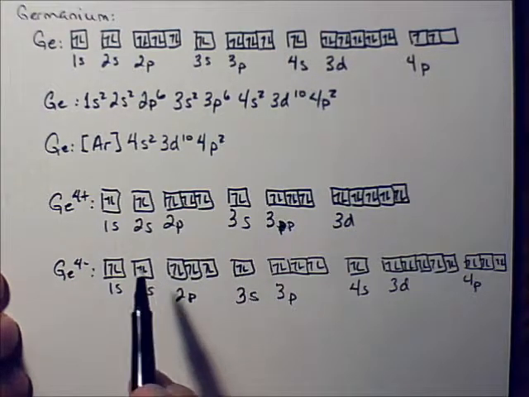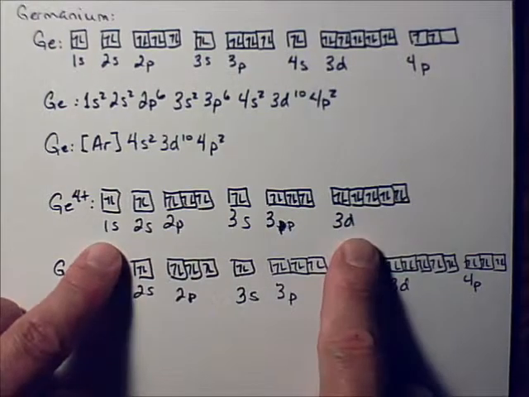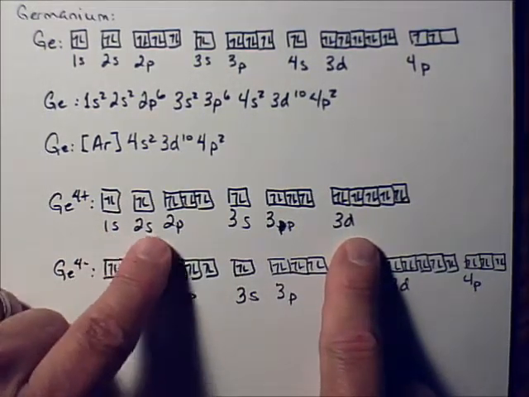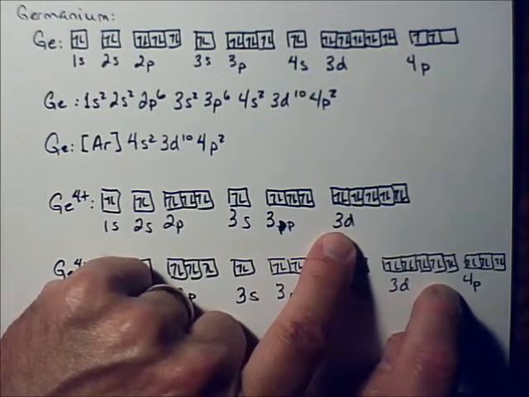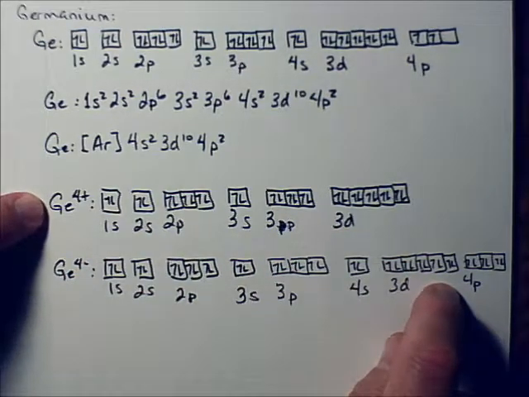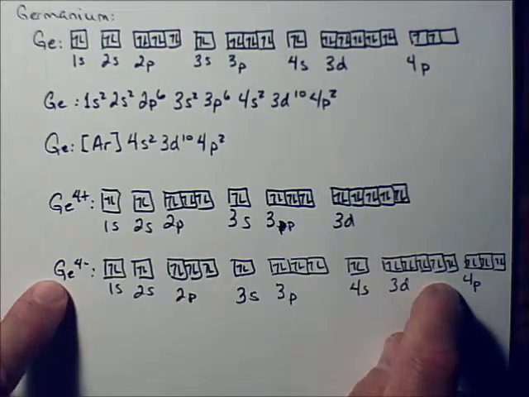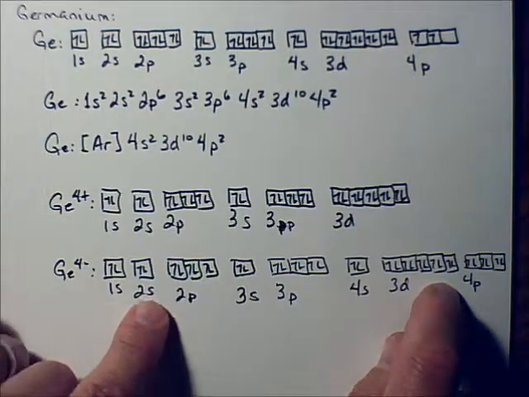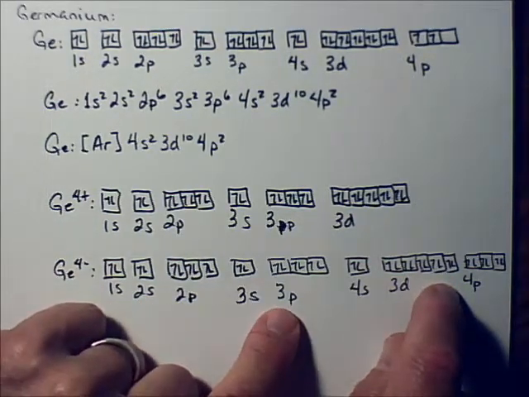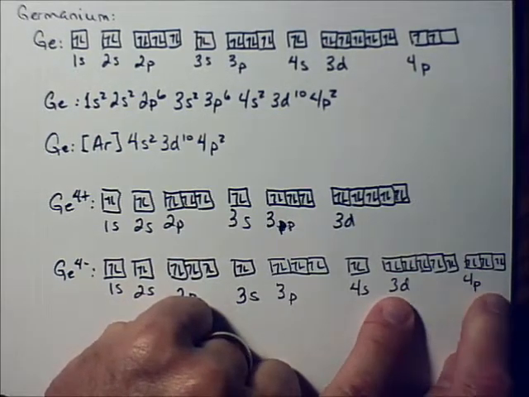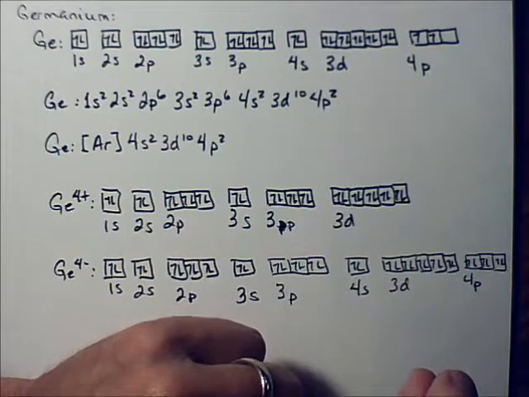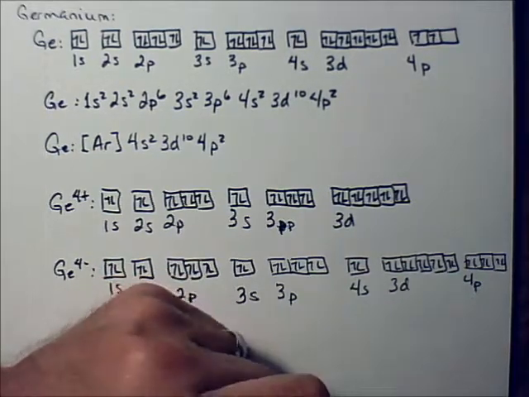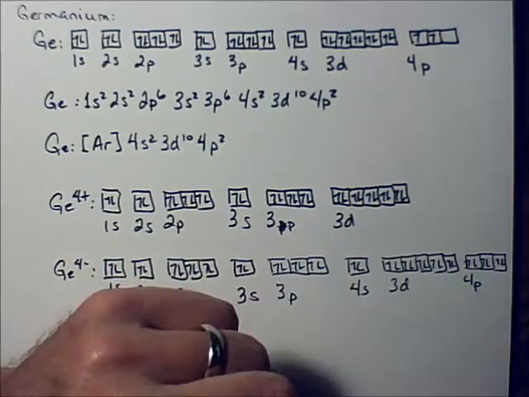Right? So the electron configuration is the condensed version of this. 1s2, 2s2, 2p6, 3s2, 3p6, 3d10. That's germanium with a 4 plus charge. Germanium with a 4 negative charge: 1s2, 2s2, 2p6, 3s2, 3p6, 4s2, 3d10, 4p6. Does that make sense to everybody? Yes?